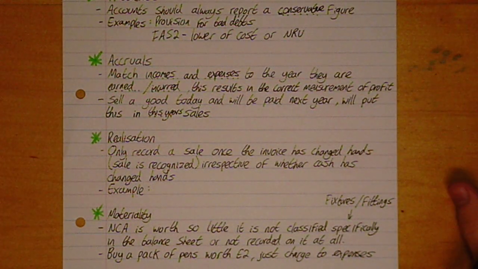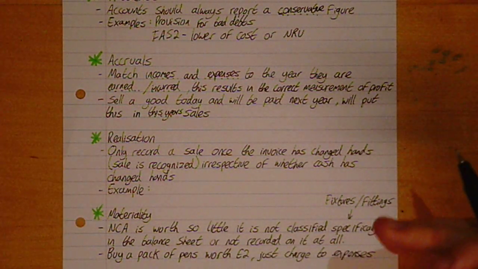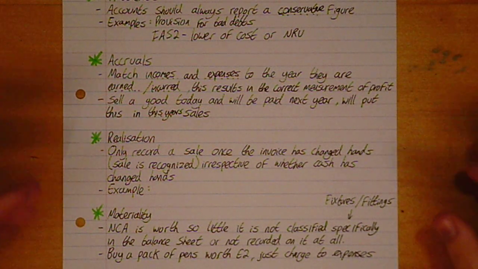So realization. Only record a sale once the invoice has changed hands. A sale is recognised irrespective of whether cash has changed hands. So basically that's what I said previously. It's when the sale actually happens, when the goods change hands and we've given the invoice over, irrespective of whether that cash has changed hands, because we can give them credit terms, can't we?